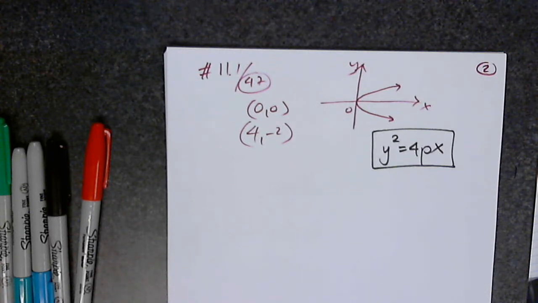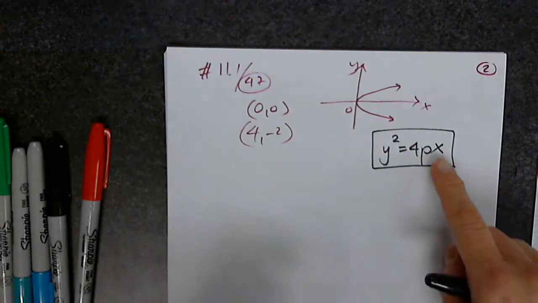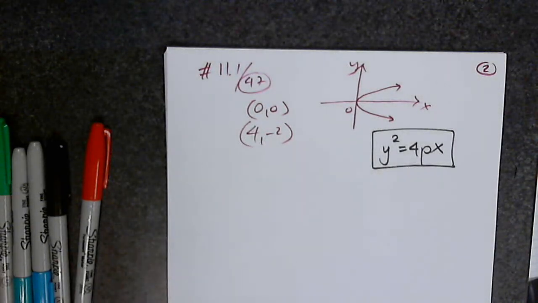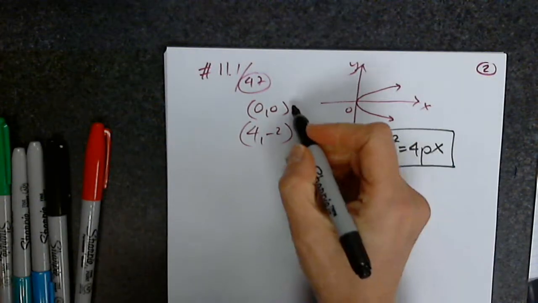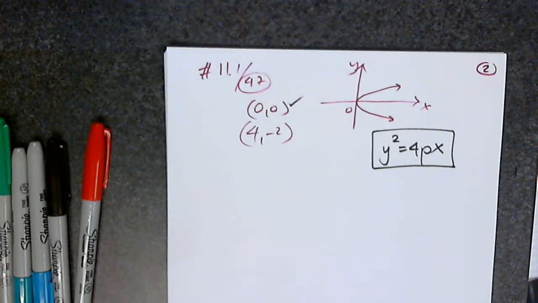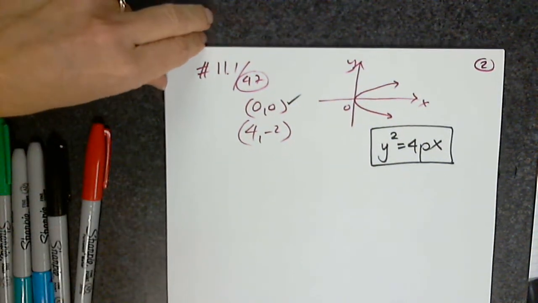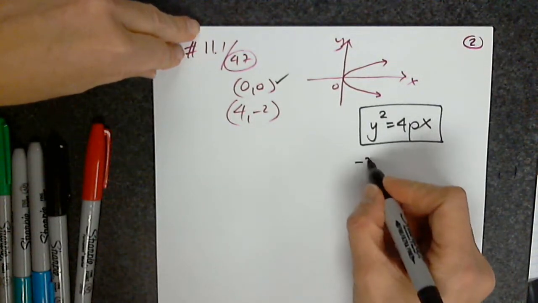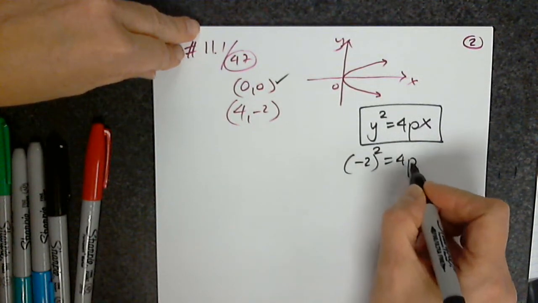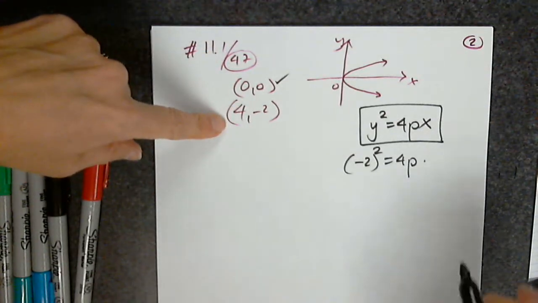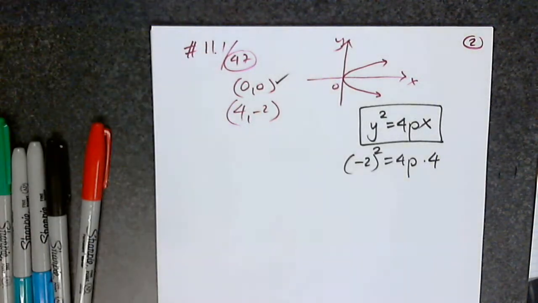So this is the equation that I am thinking of. Is that clear? Okay. So I already know a point. Actually, I know 2 points, but the origin will not help me, because when x is 0, y is 0, and I get 0 equals 0. So I didn't discover anything. But this point tells us what? That when... Right. So negative 2 squared equals 4p multiplied by 4. Is this okay so far?